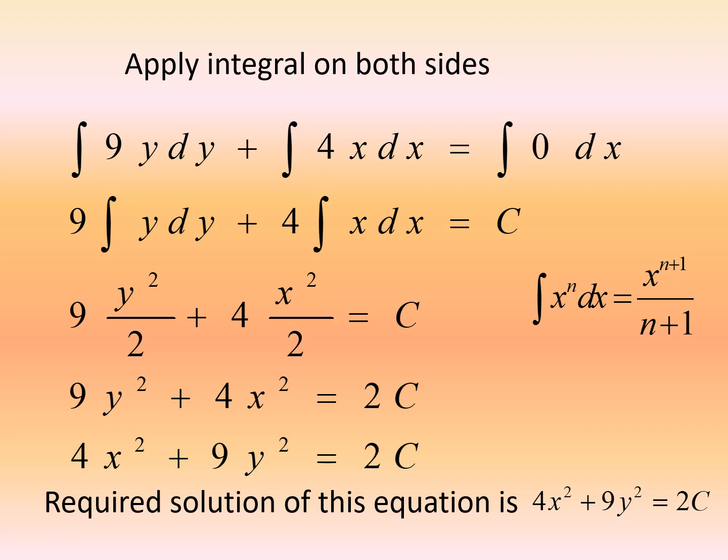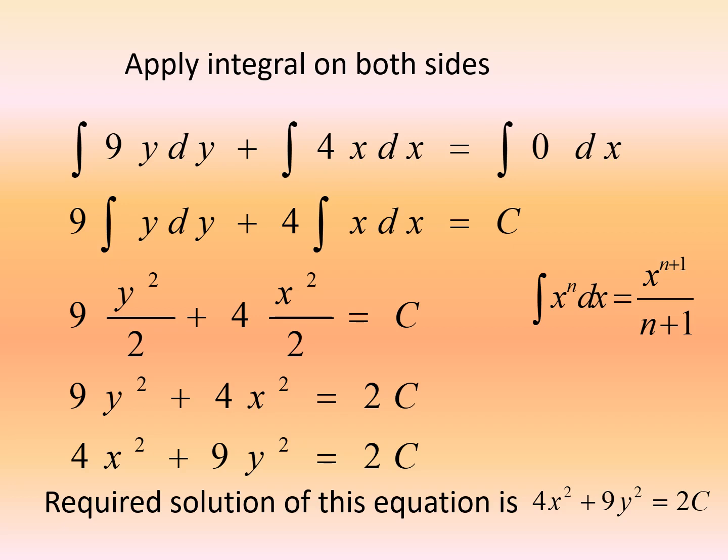Move on to the next line. 9 into integral of y into dy can be written as y square by 2 plus 4 into again integral x into dx can be written as x square by 2 equals c. Now, how did we get this line means, if you look into this formula, integral x power n into dx is x to the power of n plus 1 by n plus 1. By using this formula, we can write integral y into dy as y square by 2 plus apply the same formula for integral x into dx, it becomes x square by 2. So that is how we got this line.